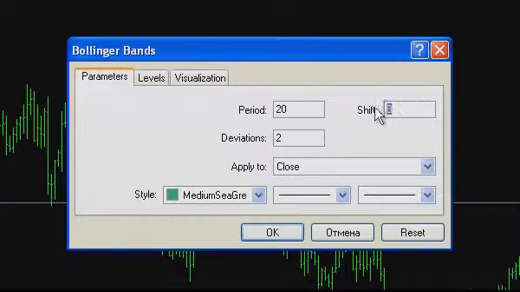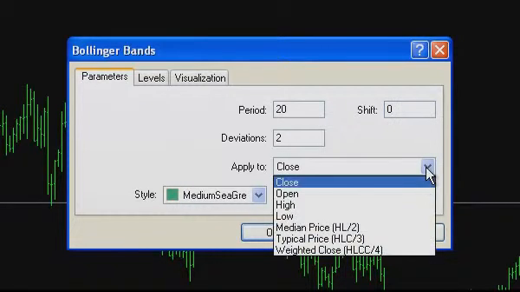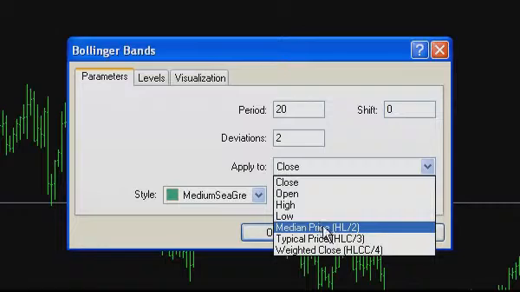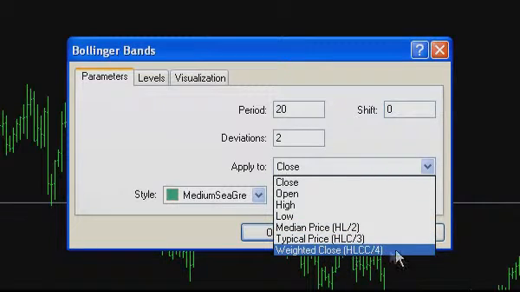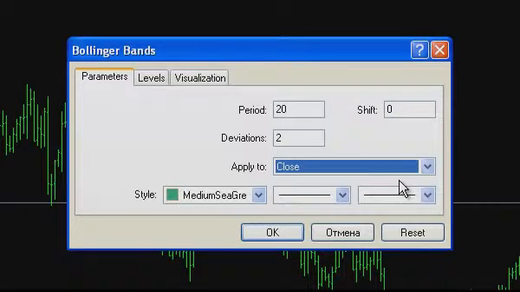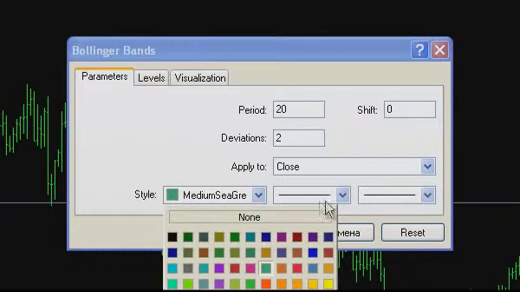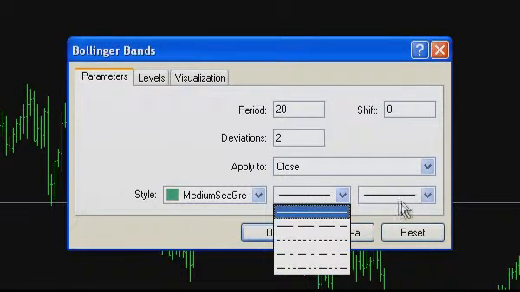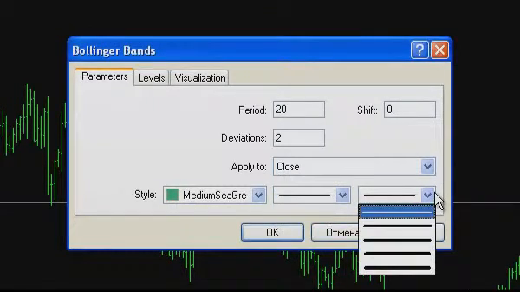The Shift parameter allows moving Bollinger Bands onwards or backwards by several bars. The Apply to parameter is designed to determine which price parameters will serve as the basis for plotting a simple moving average and the upper Bollinger Bands boundaries. A color and the style of the indicator are selected with the help of other parameters.